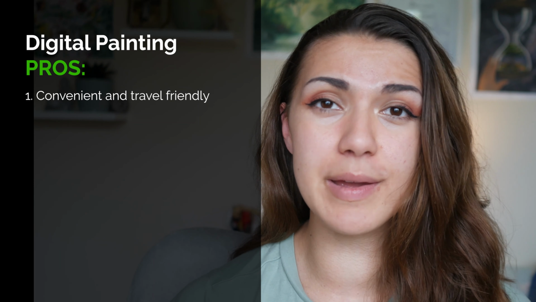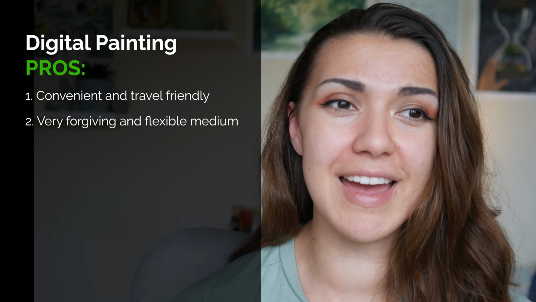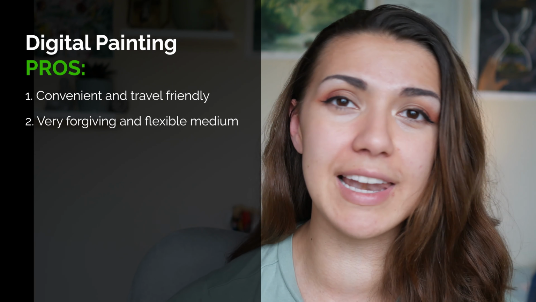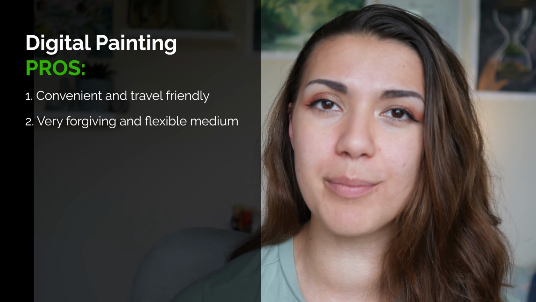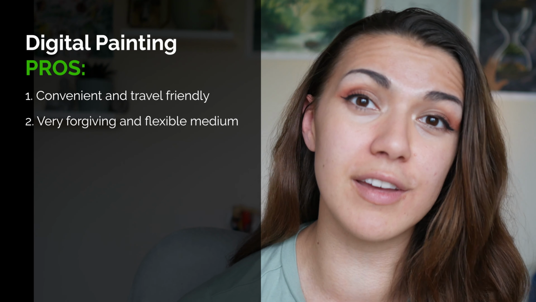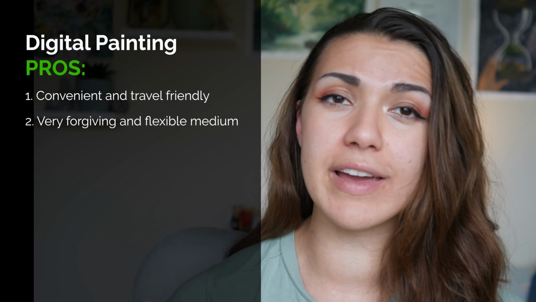The second thing about digital painting that's really great is that it's a really forgiving medium. You can make mistakes and just click undo. You can create layers on top of layers. So if you want to go back and add something into the underpainting or the background after you've finished doing loads of elements in the foreground, you can do that. It really allows for a lot more flexibility.